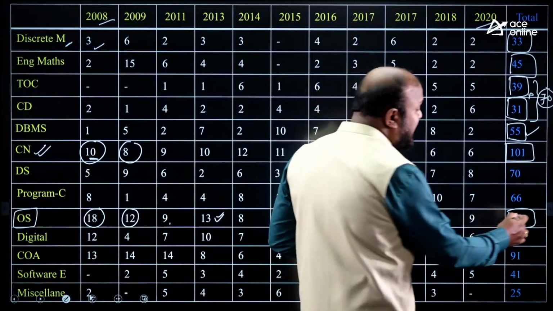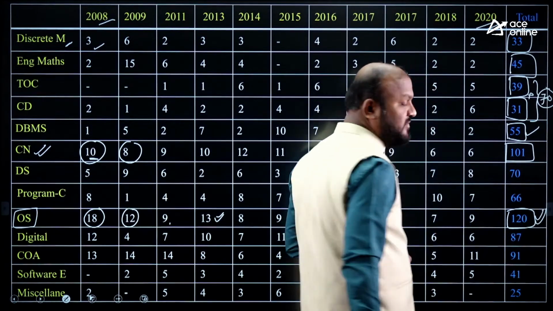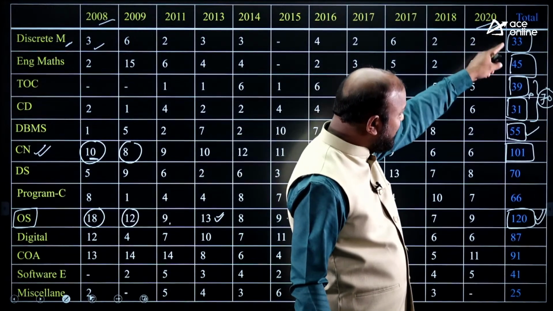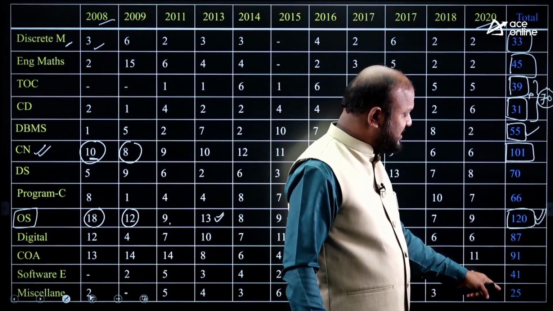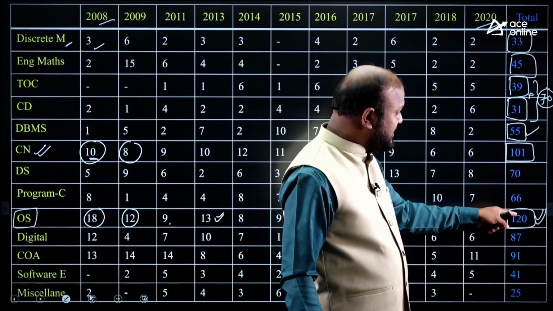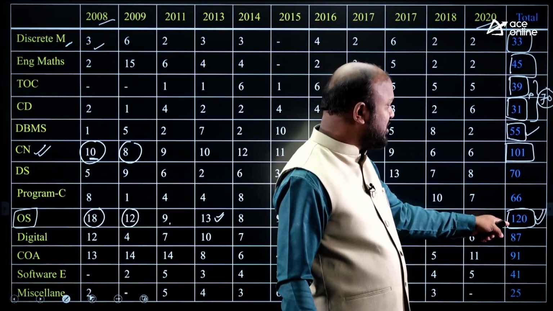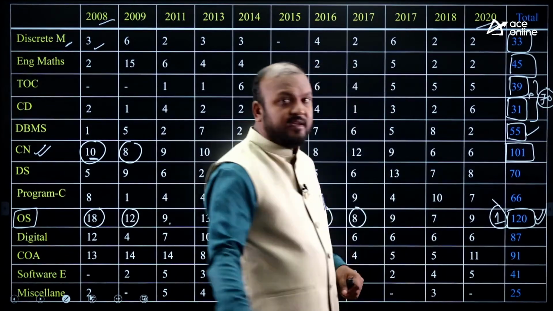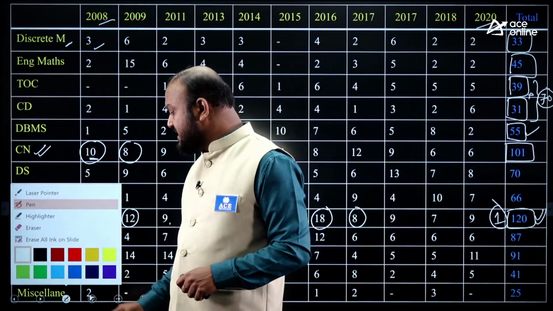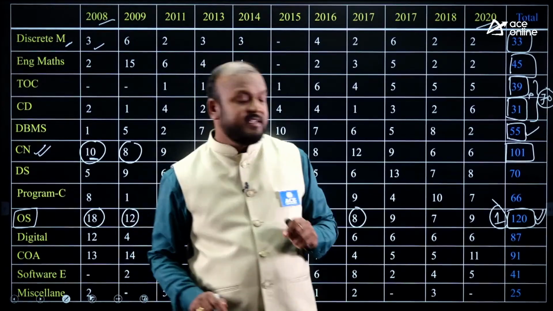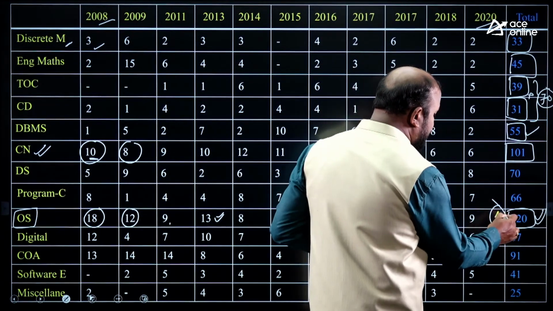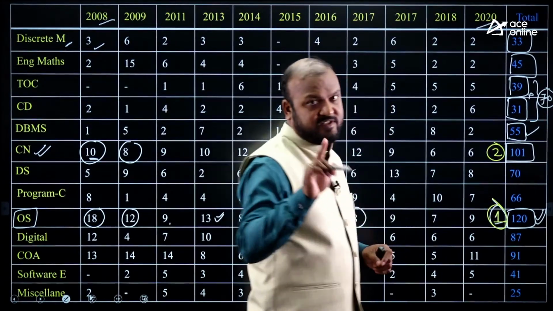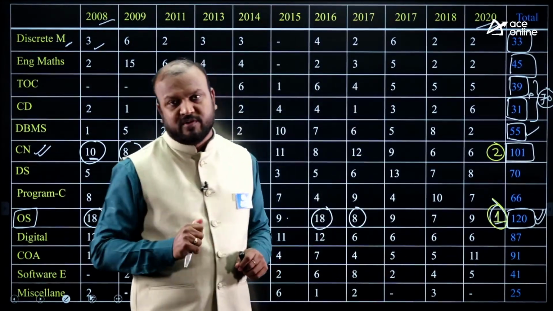See, this is the highest weightage subject in the ISRO syllabus. Among all the subjects, the maximum questions are asked from the operating system. So I can say this is the first, highest weightage subject. So please give more importance to the operating system and also give importance to computer networks. These are the first priority subjects where you have to focus more.